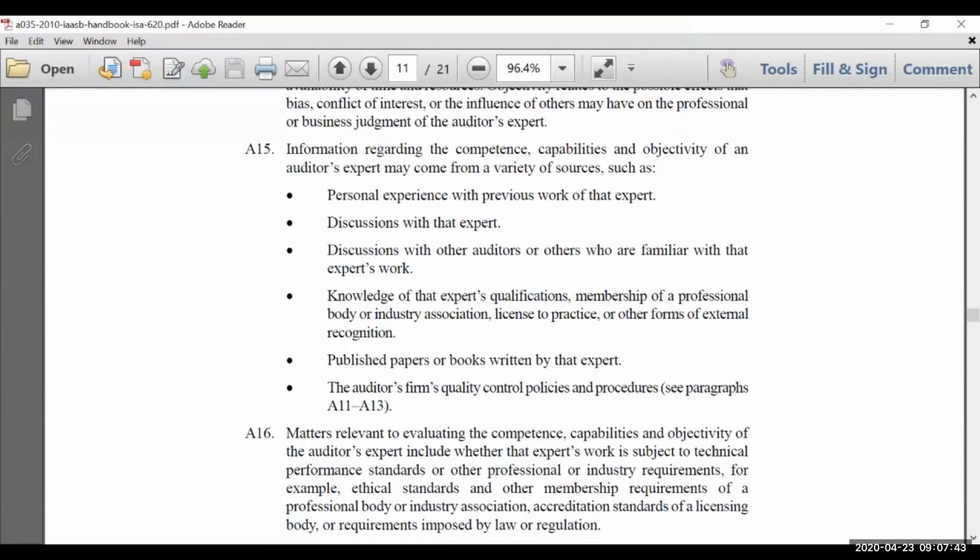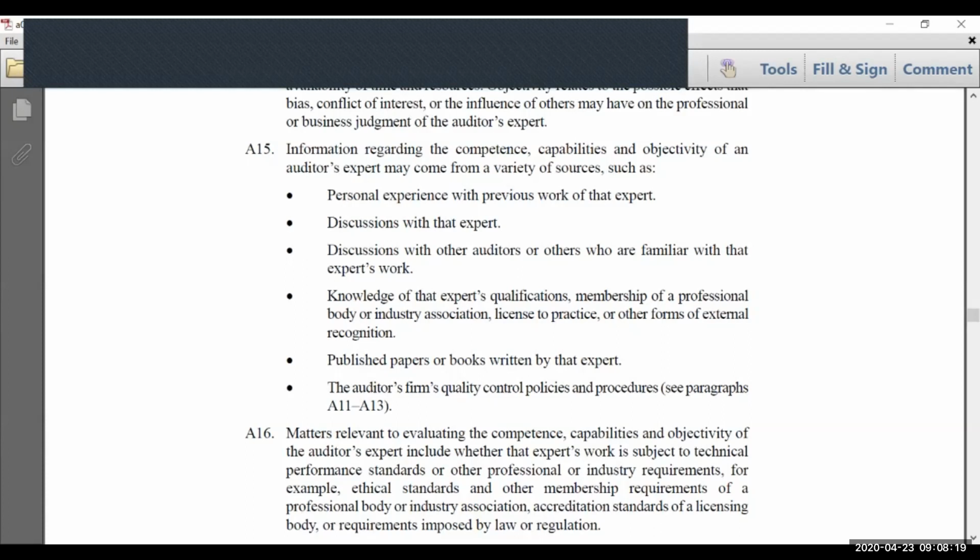Qualifications of the expert, their membership of a professional body. I think I mentioned that in case they are lawyers, are they members, for example, of LSK; in case they are doctors, are they members of the relevant body. Their published papers, in case they have written books, and whether they pass the hiring criteria of your firm. Don't forget, your firm also needs to have hiring criteria. That is the auditor's firm quality control policies and procedures. So all these are things you may want to consider about an expert.